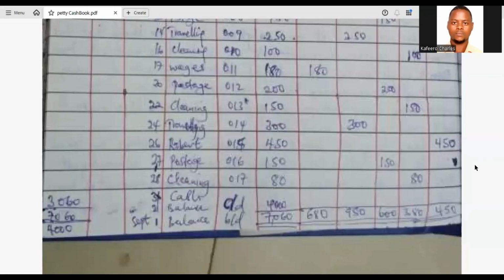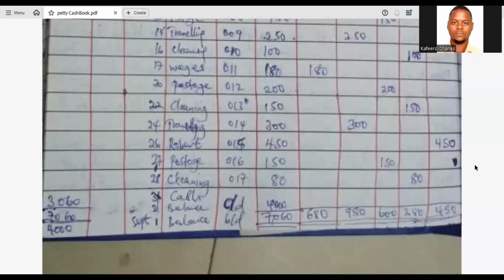I told you that the credit has the payment voucher numbers and then the total payment. Then the left-hand side is where there is the debit side, where we have the receipts and then the folio, ledger folio. So now let's balance off. So what we need is to balance off the debit side and then the credit side.